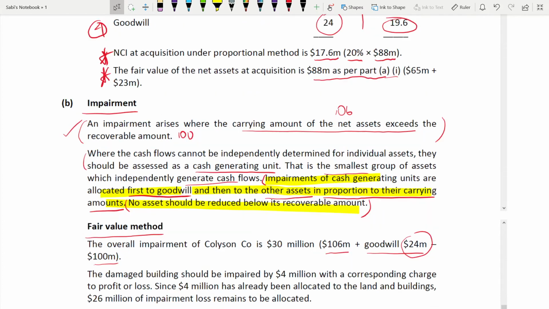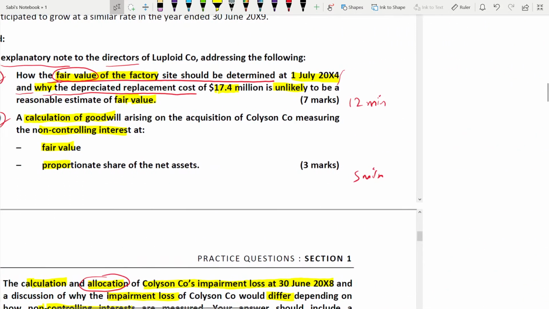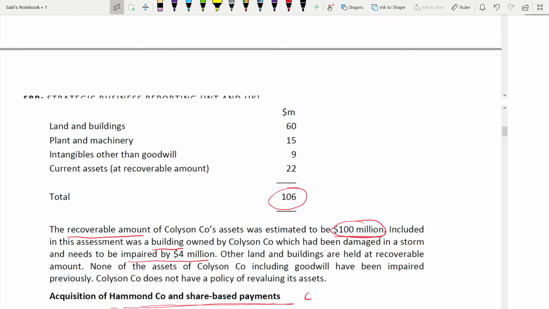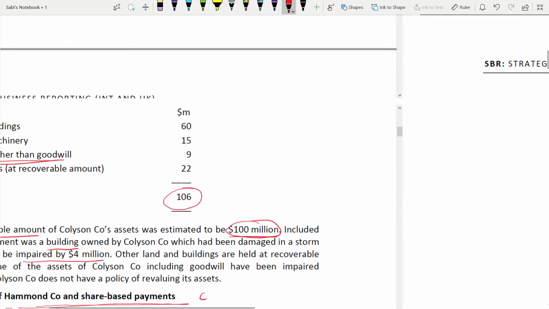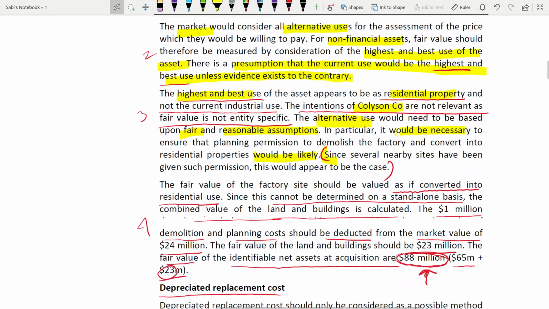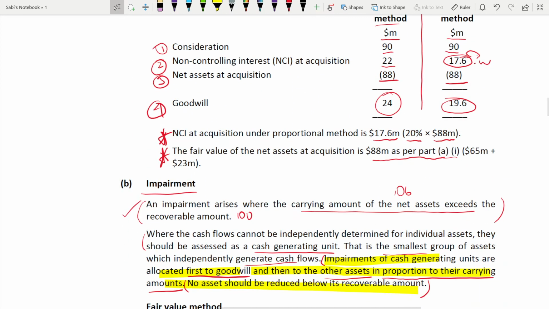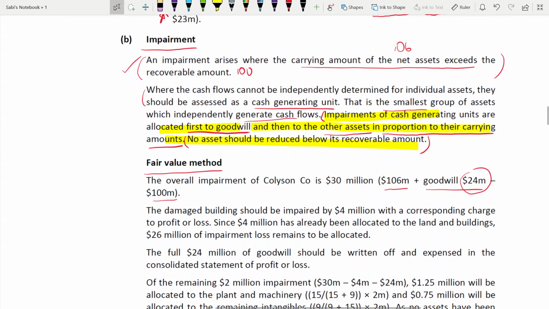This goodwill was not there. If you see this one, intangibles other than goodwill, so there is no goodwill here. In this net asset, goodwill was not included. That's why you have to add the goodwill also, because you are going to allocate the impairment against goodwill and then other assets. So that's why you are adding that 24 with 106 and minus the recoverable amount to get the impairment, which is 30 million.